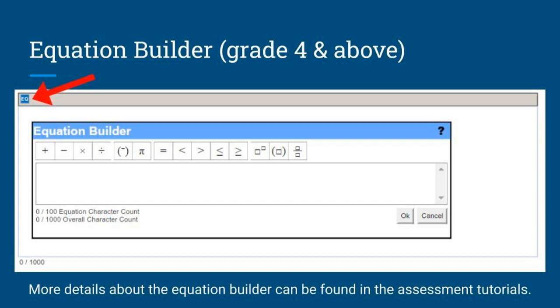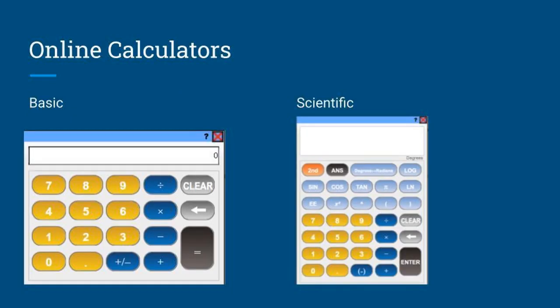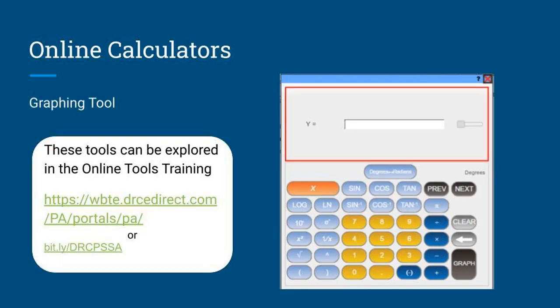math questions. Teachers and schools can make the decision if they want students to use the online calculator or an independent calculator like you've likely done in the past. If there are any questions, please see Appendix E for the PA calculator policy. This is what the online calculators look like: a basic calculator, a scientific calculator for some higher grades, and then also a graphing tool calculator. All of these can be explored in the online tools training.